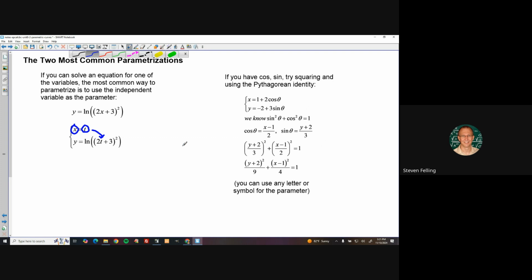And you can use any letter for the parameter. It doesn't have to be t. If you're more comfortable thinking of it as an angle and calling it theta, you're welcome to do that as the parameter. It's just that you end up with x and y as a function of some third variable. And that third variable is called the parameter.